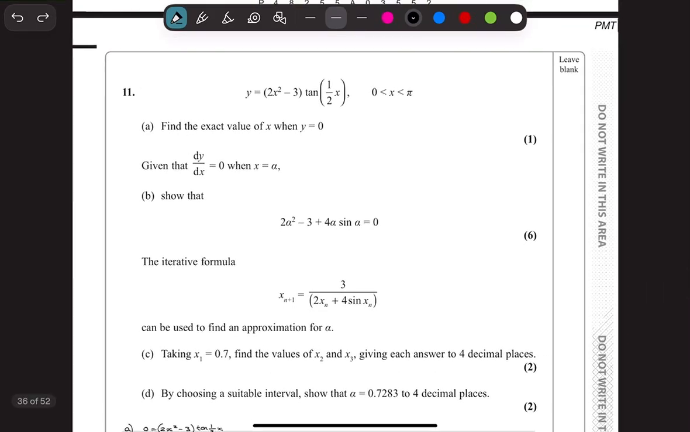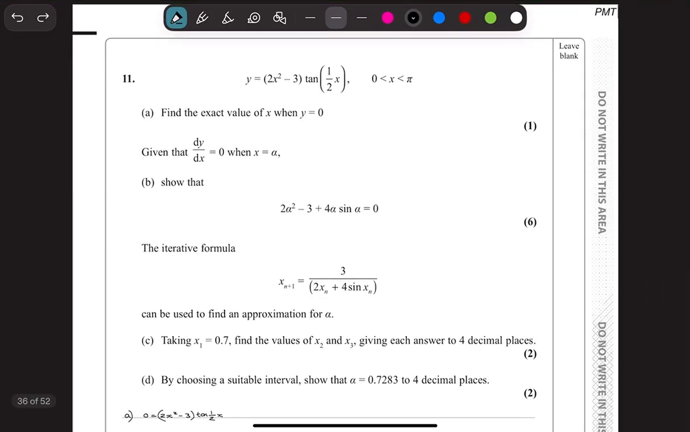Okay, so let's read the question first and what it's asking. We're given a function y equals 2x squared minus 3, all times tan of a half x. And we have this domain here, which we need to keep a note of. Now the first question, nice and easy: find the exact value of x when y is 0. This is 1 mark, so you can literally just write the answer down and you'll get the mark.